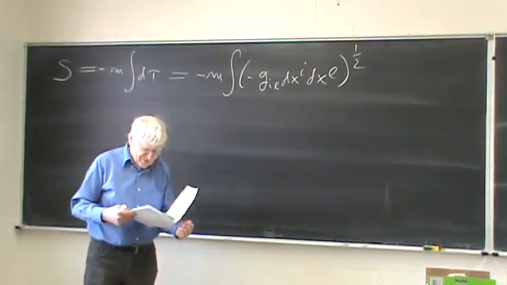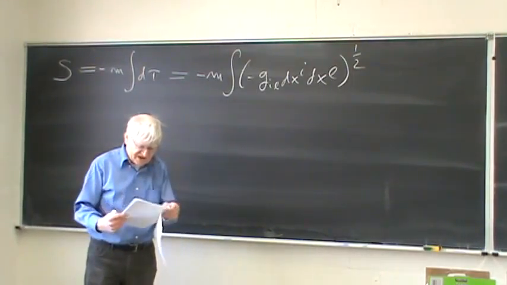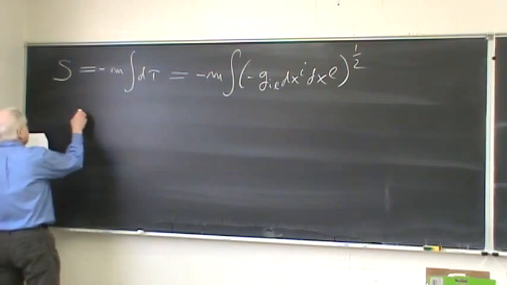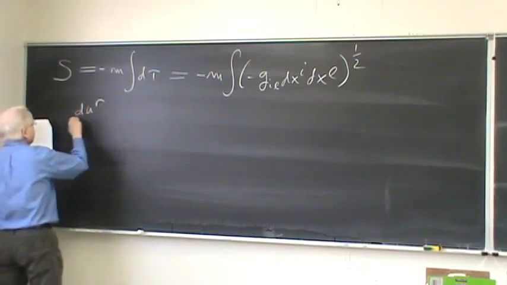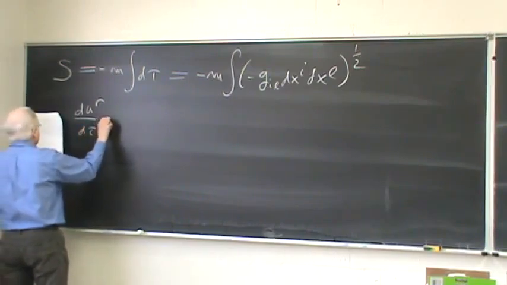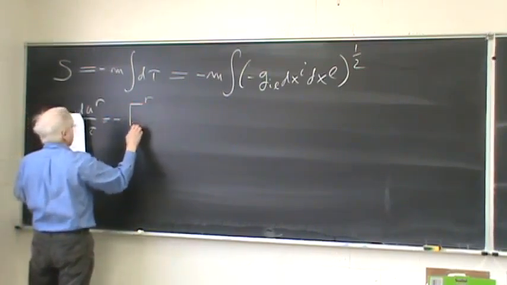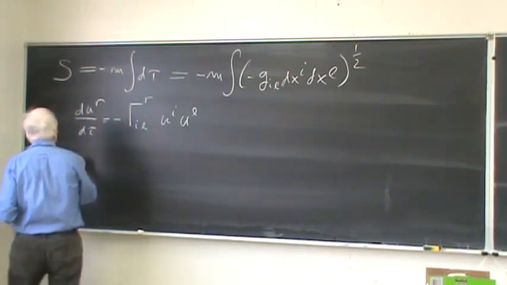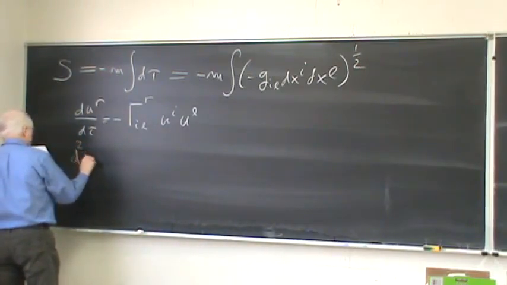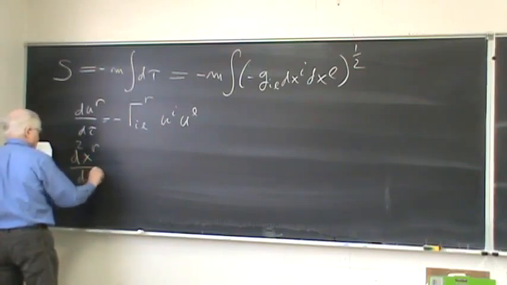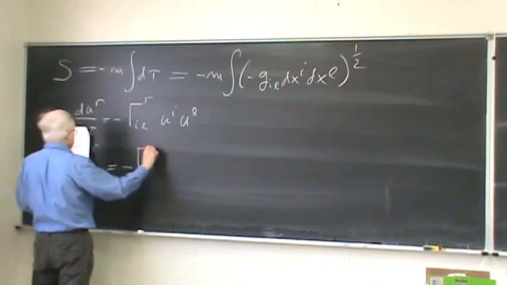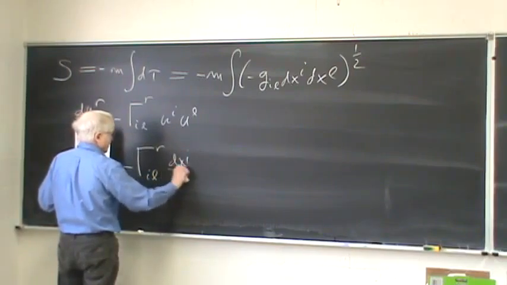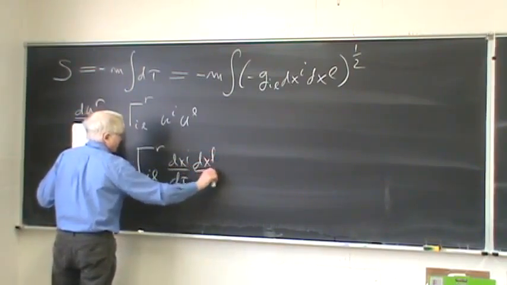Okay, in the book, I work this out in enormous detail, and we get the equation that, in fact, I'm going to write it slightly differently. du^r/dτ is minus Γ^r_il u^i u^l, or equivalently d²x^r/dτ² is minus Γ^r_il dx^i/dτ dx^l/dτ.